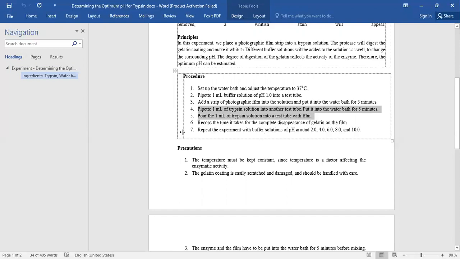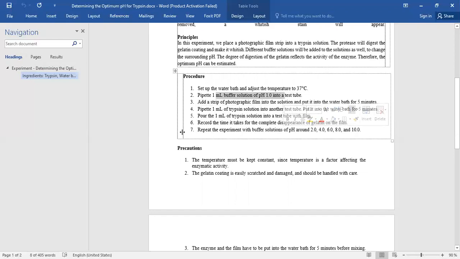When we add the trypsin solution to the test tube with the gelatin, we record the time it takes for the complete disappearance of the gelatin film. It means the gelatin film will become white in color. When it becomes white in color, then we can observe the best pH, because in this case we added pH 1.